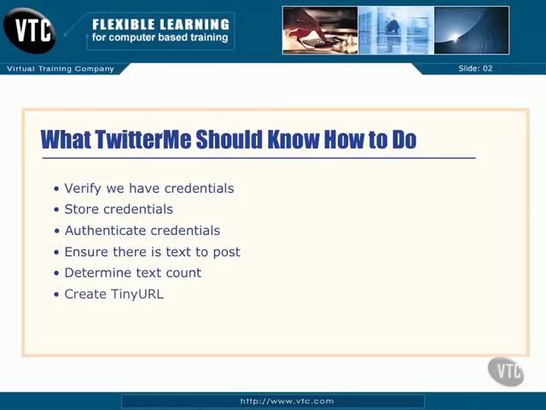Creating tiny URLs. If there is a URL in the text and the user clicks the tiny URL button, which we'll have in our UI, our application should be smart enough to extract the URL from the text, obtain a tiny URL, and replace the original URL. And finally, once everything has been verified, we can now post an update to Twitter and inform the user if the post was successful.